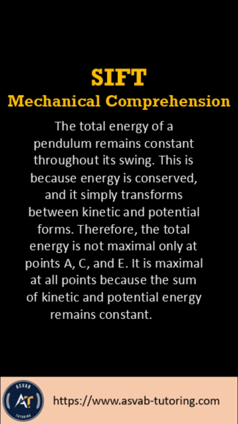The total energy of a pendulum remains constant throughout its swing. This is because energy is conserved, and it simply transforms between kinetic and potential forms. Therefore, the total energy is not maximal only at points A, C, and E. It is maximal at all points because the sum of kinetic and potential energy remains constant.